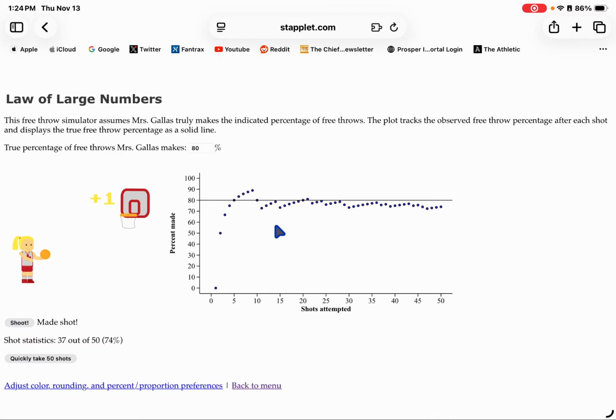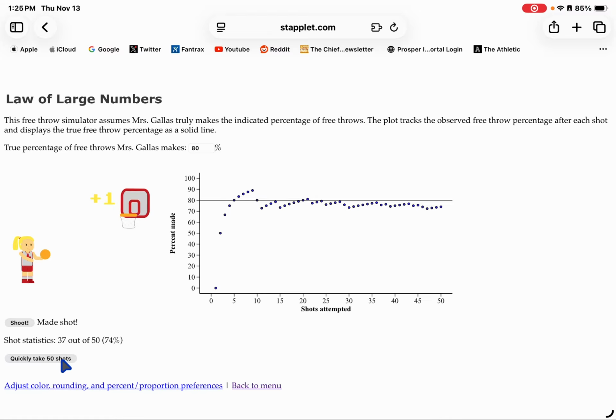And what you can see is I'm out of 50 shots, I'm at 74%. So I'm not at that 80%. And you should start to see that there's a lot of variability, especially in the first 10, right? Like I went from 0% to 50% to 66.666% to 75, and I kept going. And then once I missed, now I'm back to 80, miss again, 72%. There's a lot of variability here.